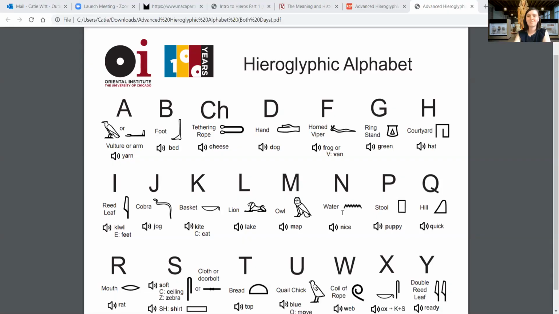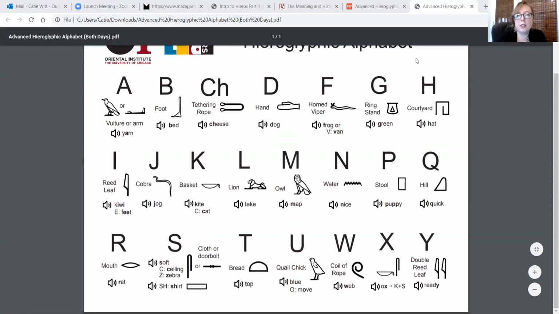And so we talked a little bit about biliterals and triliterals. I'm going to pull up the hieroglyphic alphabet sheet real quick before we jump into the exercises. I just want to show you. So I'm going to share my screen. Let's hope this works. So you can see that we have our alphabet listed up here at the top.